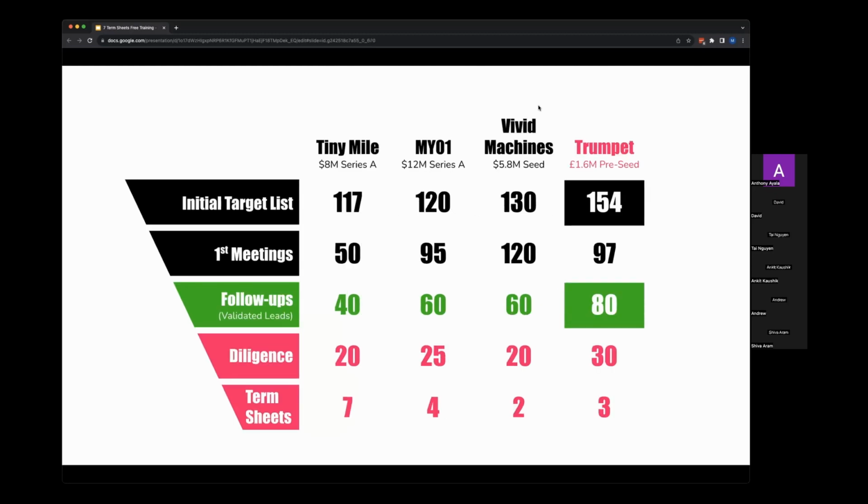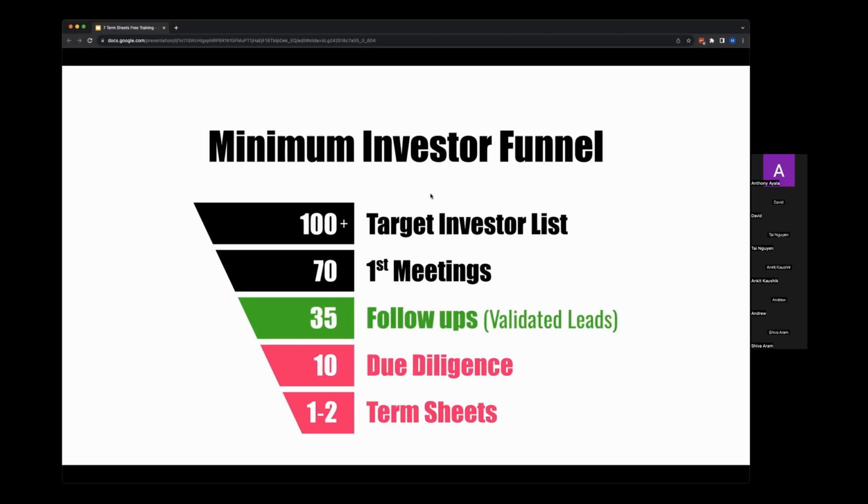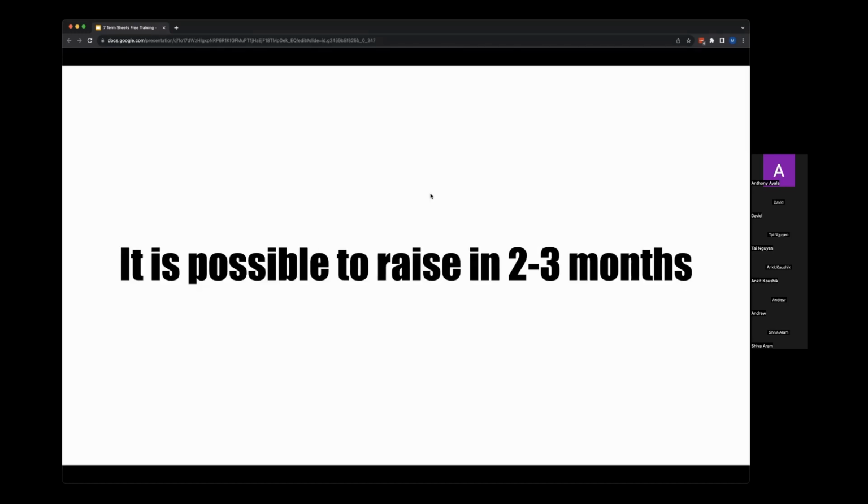If I go back here, you'll notice that all of these are well above the minimum numbers, especially in today's market. It's not about whether you can get this specific investor over the line. It's about going through the investors and qualifying them to figure out which ones are more likely to say yes in your case.